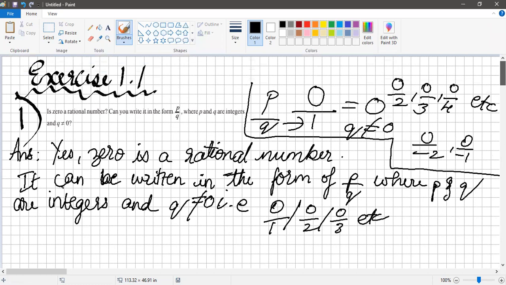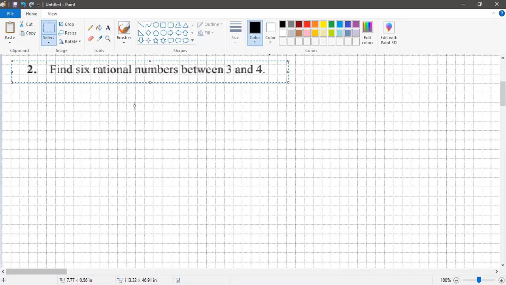Now let us move on to the second question. I hope you're able to read the second question, which I've just pasted here. So if you have a textbook, you can just refer to exercise 1.1. But if you do not have, I pasted it here. Or you can refer to an online e-PDF, which you can find on Google easily. Okay, so the second question is, find 6 rational numbers between 3 and 4.